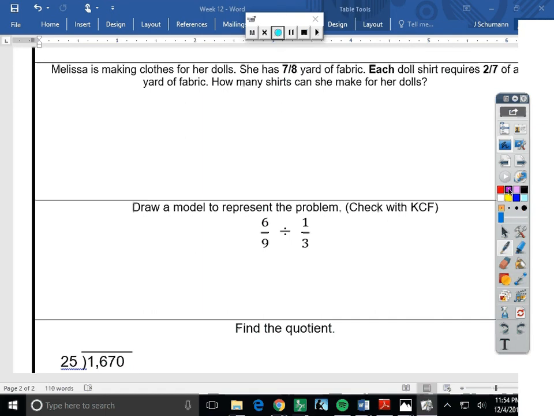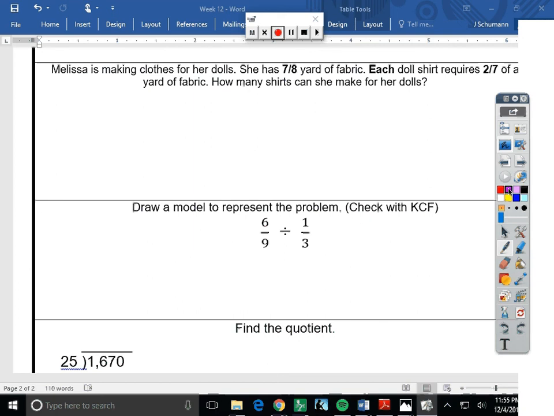It says Melissa is making clothes for her dolls. She has 7/8 yards of fabric. Each doll shirt requires 2/7 of a yard of fabric. How many shirts can she make for her dolls?